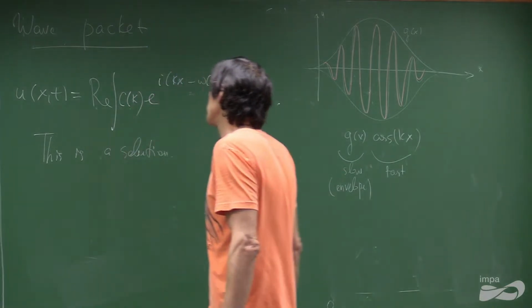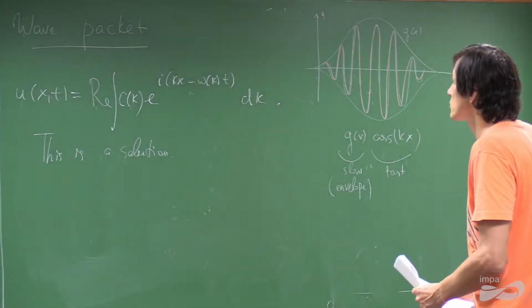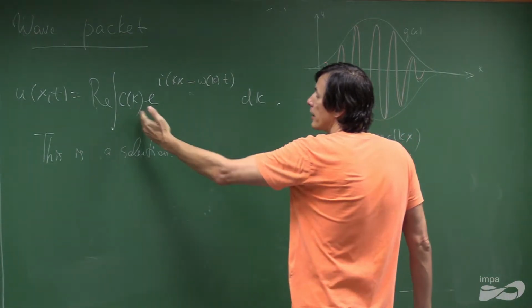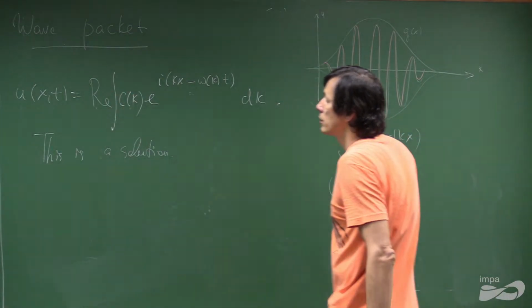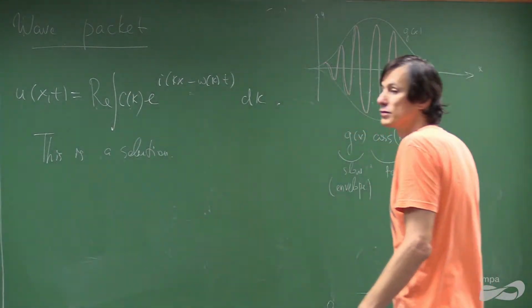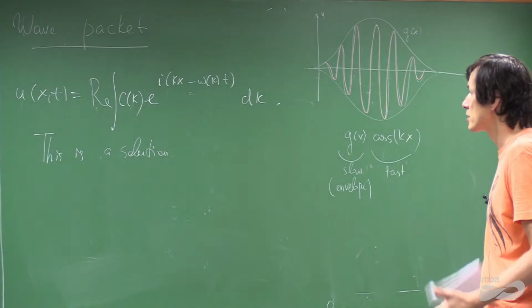So first, what you can say about this expression is it's still a solution, because every exponent is a solution, and any linear combination is also a solution. And an integral is a limit of this linear combination. So this is a solution.